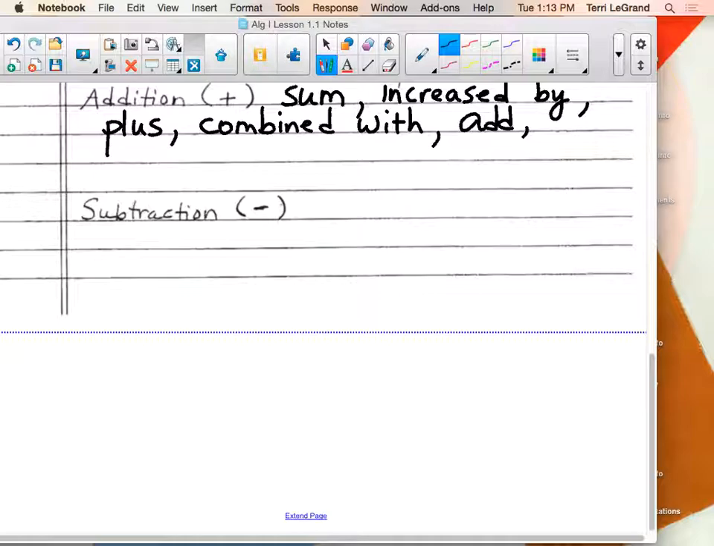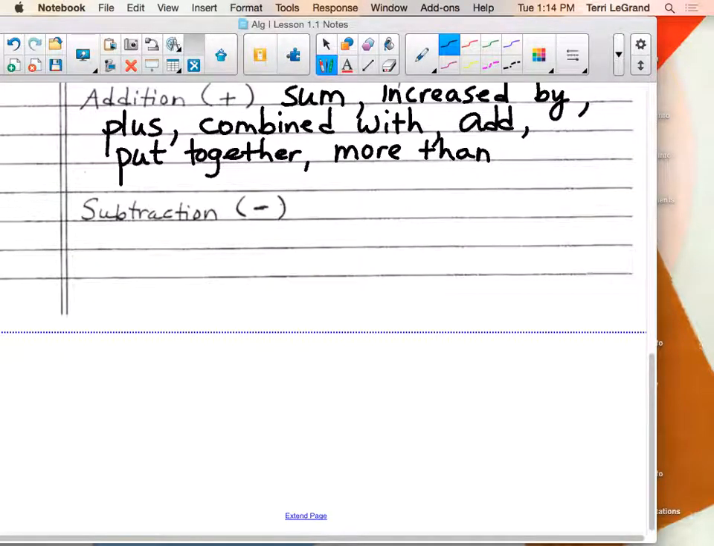Okay, give me some more. Put together. I have $100 more than you do. More than, right? So in other words, you would tell me how much money you have, I'd add 100 to that. So more than. Okay, that's a pretty good start anyway to a list.